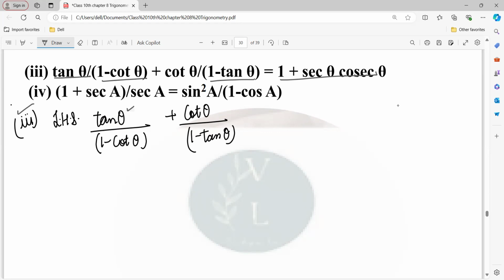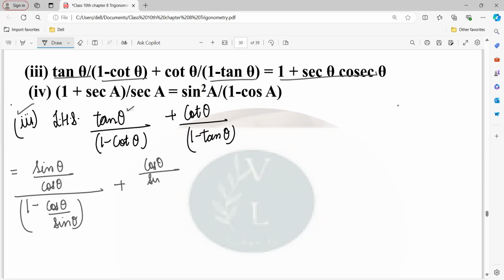Now, we have tan and cot in the left hand side. We know that tan theta is sin theta upon cos theta and cot theta is cos theta upon sin theta. So let's substitute the values. We'll get sin theta upon cos theta divided by 1 minus cot theta, that is 1 minus cos theta upon sin theta, plus in the right term we have cot theta, that is cos theta upon sin theta, divided by 1 minus tan theta, that is 1 minus sin theta upon cos theta.